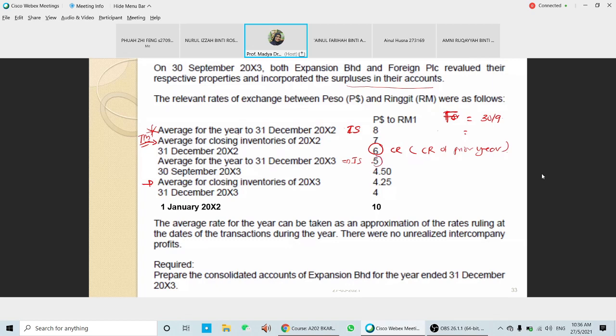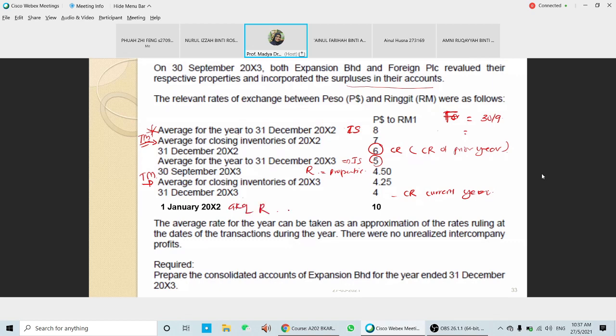Okay, 30 September here is a rate for a revaluation. So this rate is going to be used for revaluations of property. Again, I'm not going to use this information because it's related to the temporal method. On 31st December here is the closing rate in the current year. And then 1st January here is at the acquisition date, the acquisition rate.